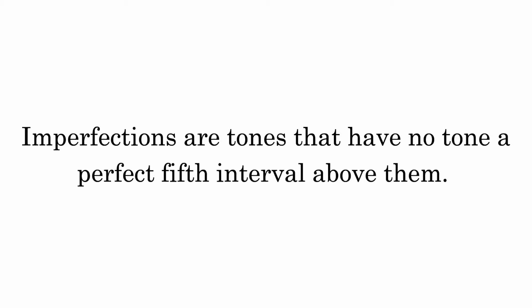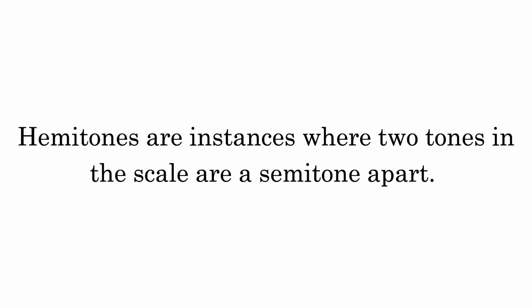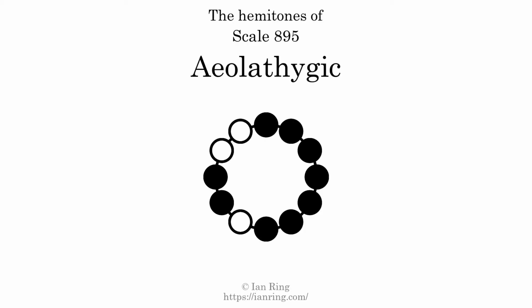Imperfections are tones that have no tone or perfect fifth interval above them. This scale has 3 imperfections. They are at positions here, here, and here. Hemitones are instances where two tones in the scale are a semitone apart. This scale has 7 hemitones. They are at positions here, here, here, here, here, here, and here.